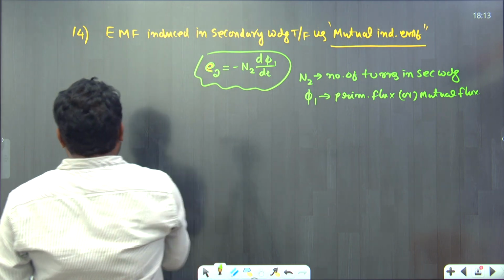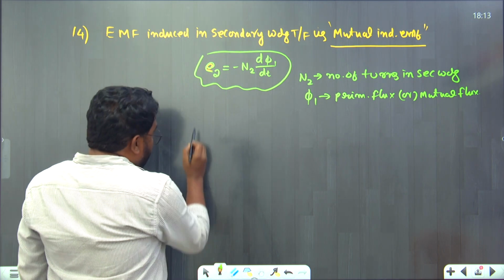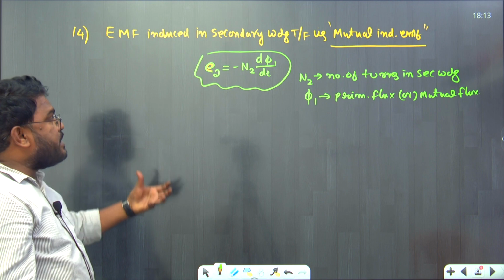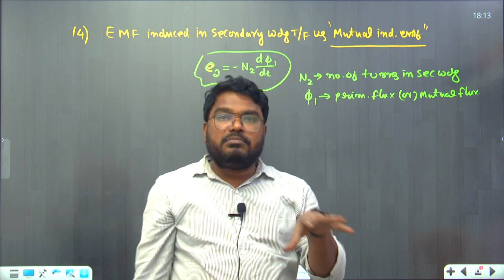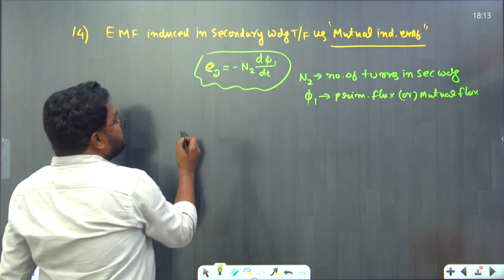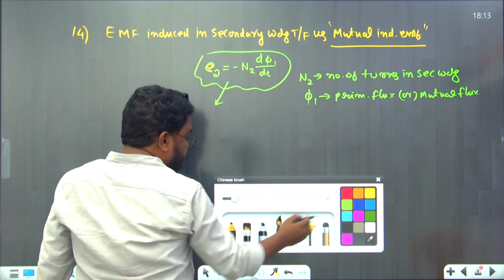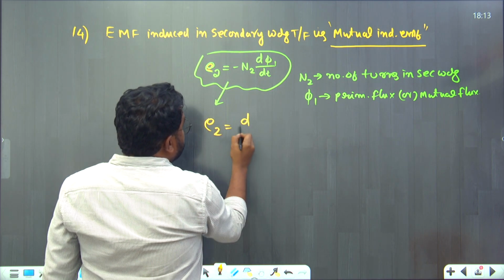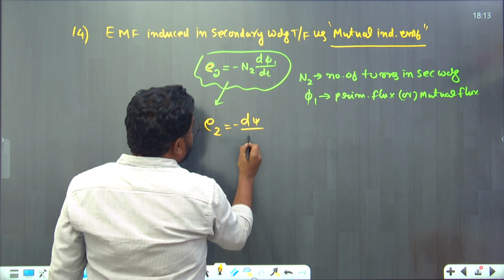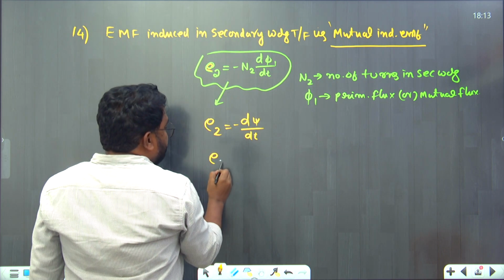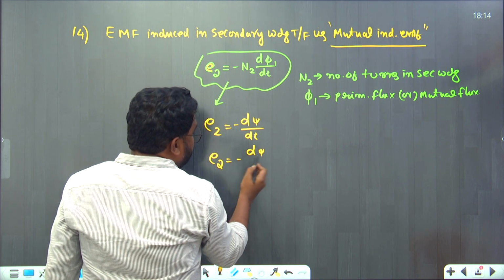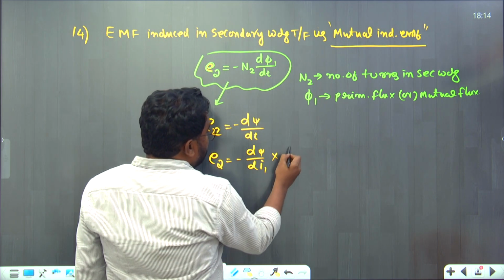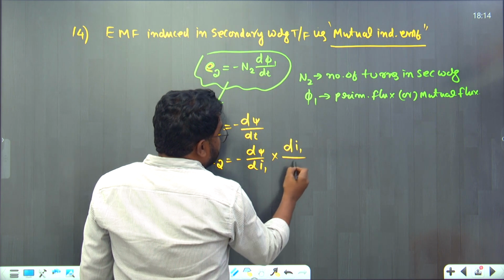Next, sometimes we have a question on the secondary induced EMF in terms of the inductance. How do we get the secondary induced EMF in terms of the mutual inductance value? It can be derived. See here, this equation can be written as E2 is equal to minus the differentiation of the flux linkage with respect to time. So E2 is equal to minus the differentiation of the flux linkage with respect to the current in the primary winding, multiplied by the differentiation of the current with respect to time.